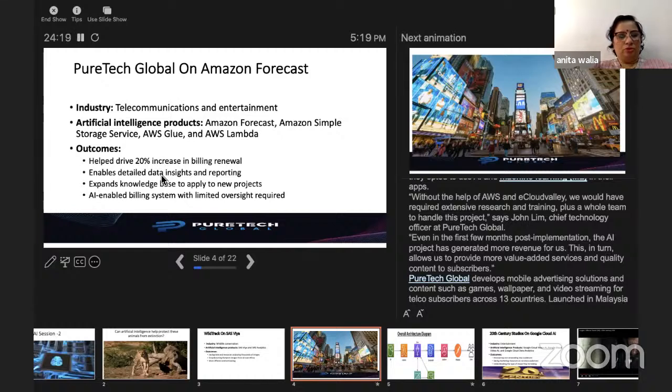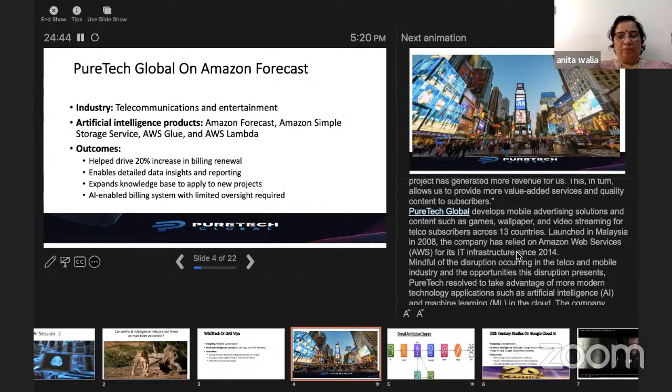So they wanted to know the reason for that, and to increase the number of renewals in their subscriptions. With the help of the technology, they could identify the fault and implement a solution to achieve the 20% increase in billing. They also got a lot of data insights. See, AI doesn't work without data. You need data to help. So PureTech developed a mobile advertisement solution, and they understood where they were going wrong.